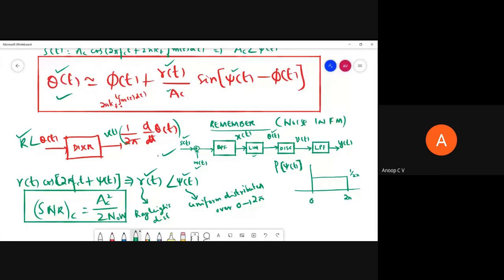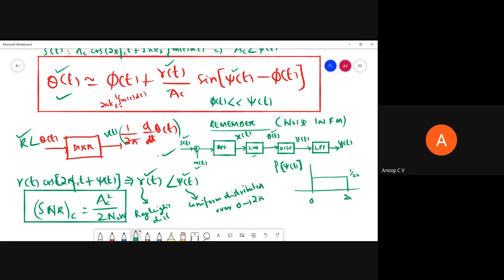Compared to this psi of t, this phi of t will be very small, right? Please keep in mind this phi of t. If you remember, it is 2 pi kf times the integral from 0 to t of m of tau d tau. This is nothing but the deviation in phase of a modulated signal, right? So compared to psi of t, the phase of noise, phi of t will be very small.